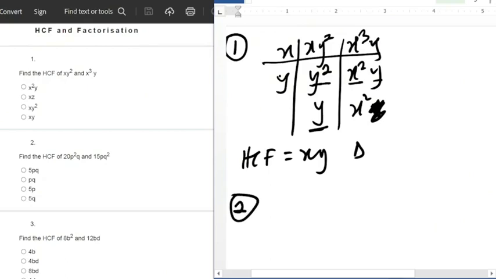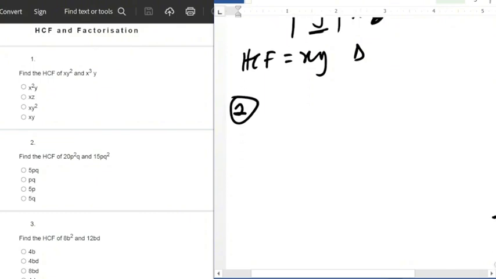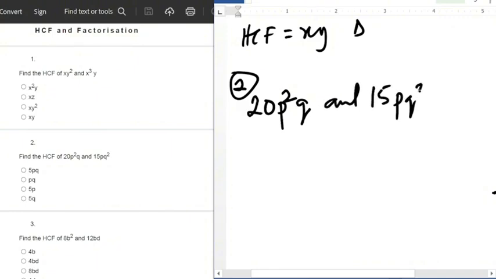Okay, so number two now. Question number two. We have to find the ACF of 20p squared q and 15pq squared. The same thing will be done here, or let's use another method so that you will get acquainted with it. We are going to express each of these terms as products of their prime factors. So we start with 20p squared q.